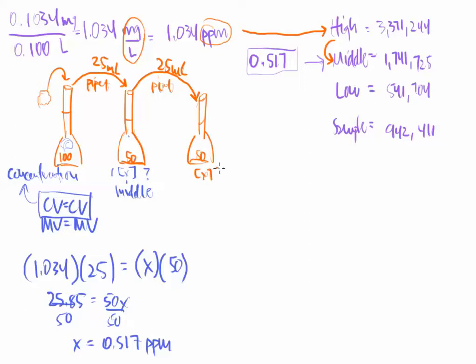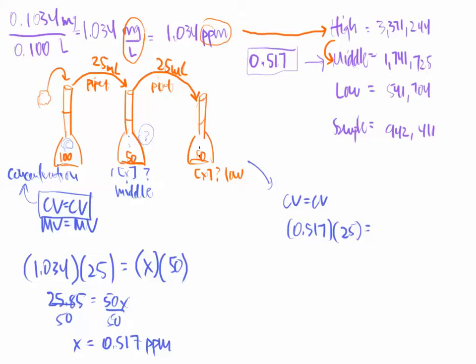So again, I want to know what is the concentration of my low one. All right, well, I just did it. So let's come over here to the side and do it again. C1V1 is equal to C2V2. There's the dilution equation because I diluted. My initial concentration. What was the concentration of this flask that I pulled from? I just solved for that, right? 0.517. Well, how much of that did I use?